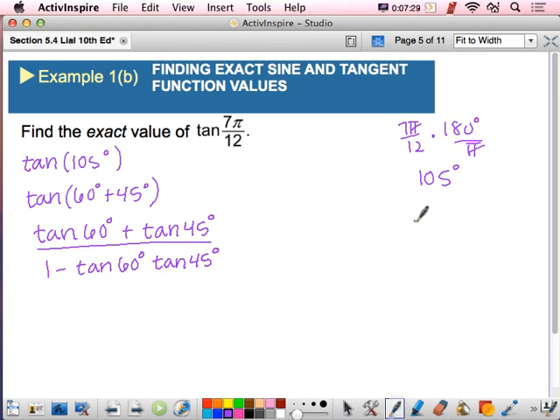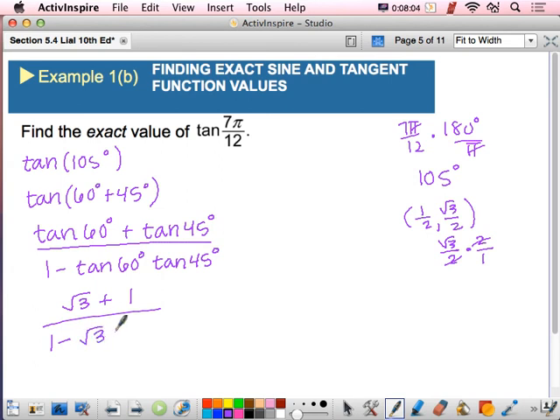Let's look. Okay, the 60 degree point is 1/2, square root of 3 over 2. And then the tangent is what we get when we divide the y by the x, right? So it's square root of 3 over 2 divided by 1/2, which is times 2 over 1. So you guys are right, it's square root of 3. So be careful with those. I'm uncertain about those a lot, so I have to stop and think about it. So this becomes square root of 3 plus the tangent of 45, which we know is 1, divided by 1 minus the tangent of 60, which is square root of 3, times the tangent of 45, which is 1.